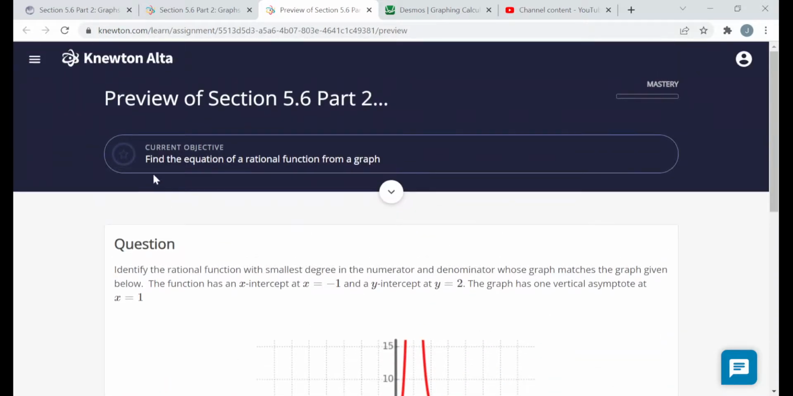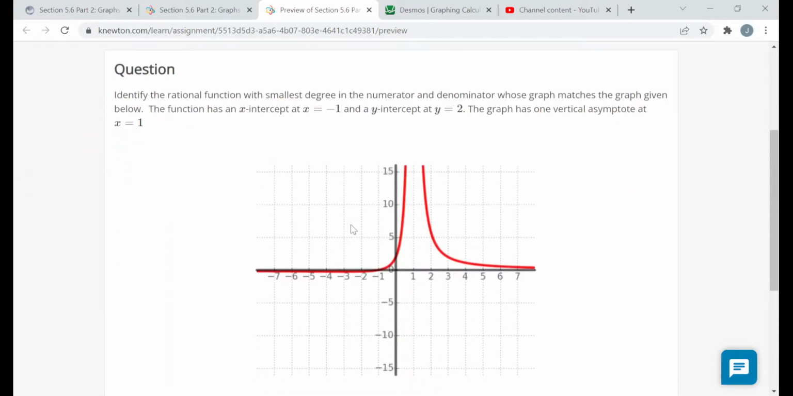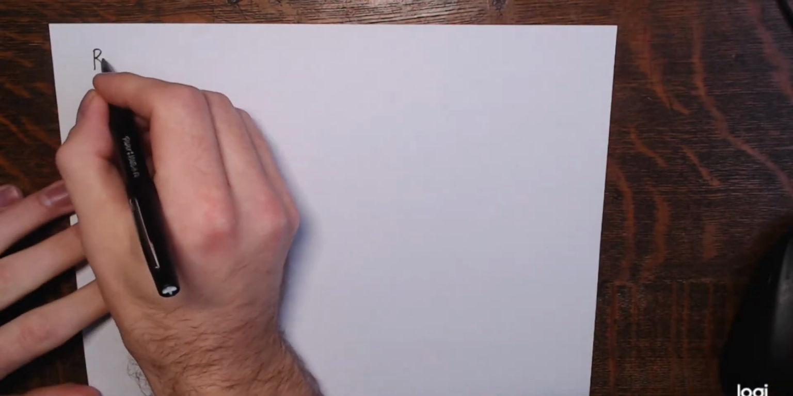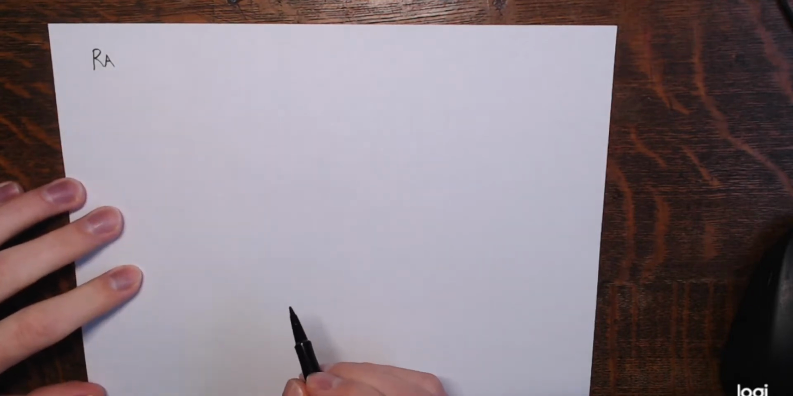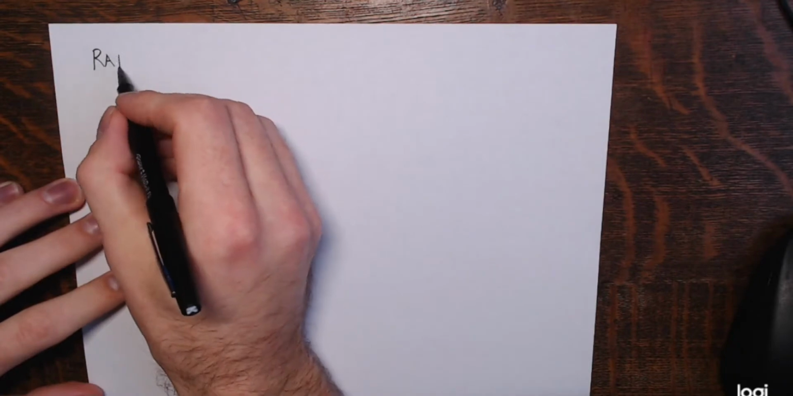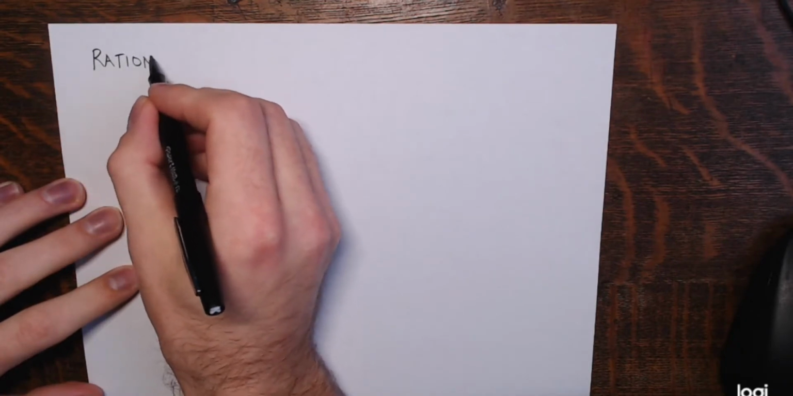So this first objective is find the equation of a rational function from a graph. Before I get into this actual question here, I want to talk about how we're going to do this. Remember, a rational function, you should know what these are from section 5.6 part 1, but I'll refresh your memory a little bit here.